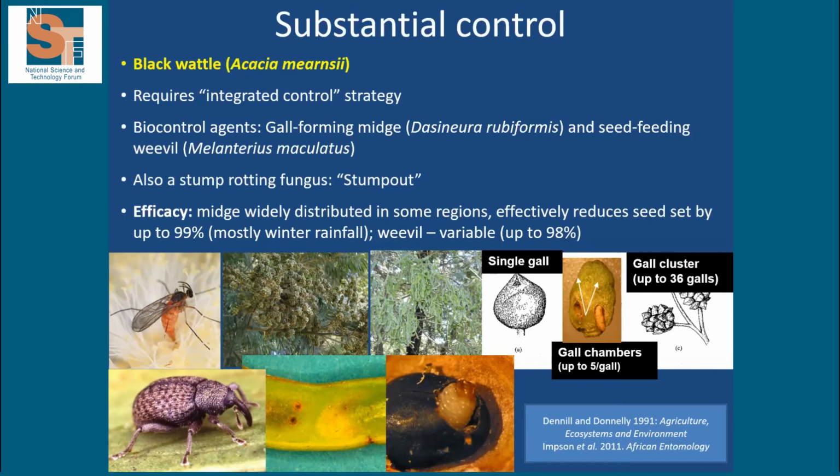The midge is really widely distributed in some regions, particularly in the winter rainfall region, and it has been shown to effectively reduce the seed set of black wattle by up to 99%.